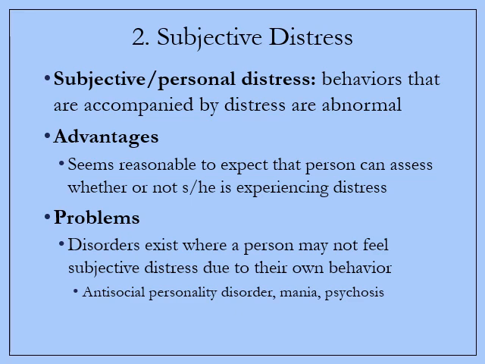The problem with this is that several disorders exist where a person may not feel subjective distress due to their own behavior. They might be creating a lot of distress in the people around them, but they are not personally feeling distress, at least in the moment, due to their behavior. An example of this is antisocial personality disorder, which is characterized by a person who might commit a lot of crimes, might do a lot of impulsive things, and not really feel guilty about it, might hurt a lot of people around them. In this case, they wouldn't necessarily feel subjective distress. They might be distressed by some of the consequences of their actions, but not by the behavior in itself.